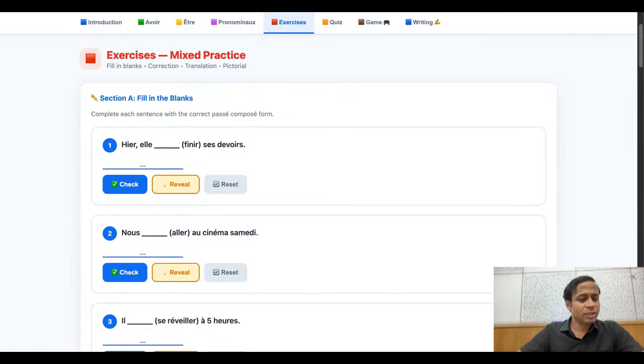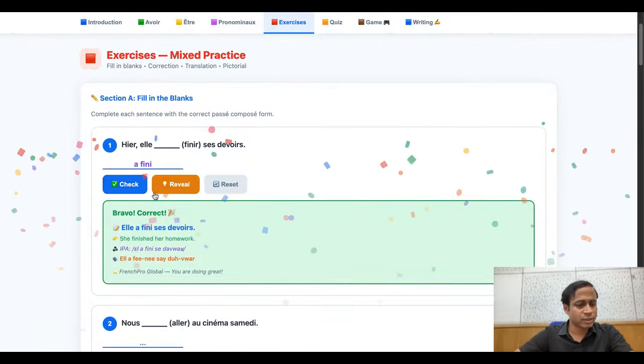Elle a fini. Okay. What about others? Yesterday, she finished her homework. Okay. Yeah. Elle a fini. Vansh, elle a fini. Fine. A fini. Okay. Elle a fini ses devoirs. Yes, correct answer.